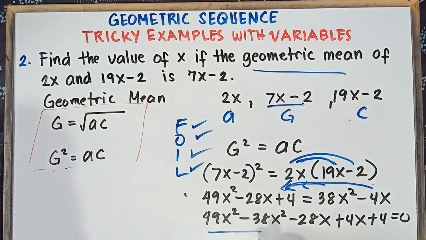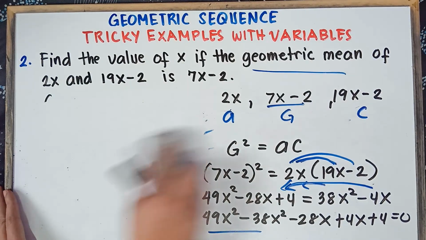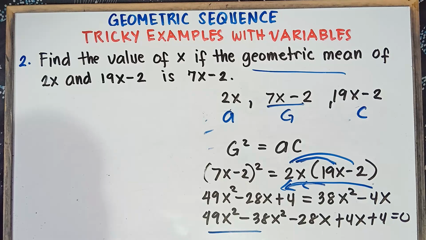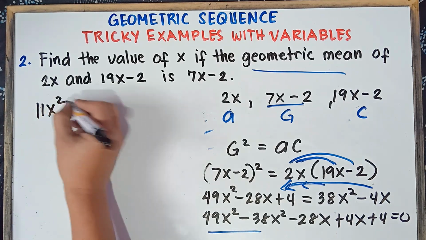And then combine this one. Alright, so we don't have enough space, class. Let me just erase this one. So this will be 49x squared minus 38x squared. So this will be 11x squared.